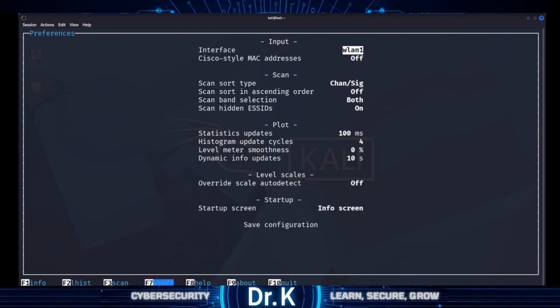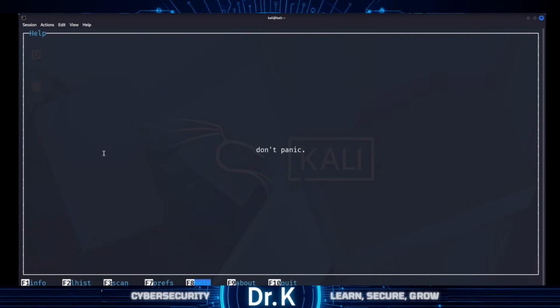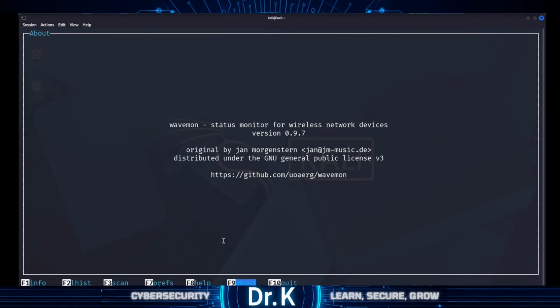Not a lot to do here, but it is important to understand where it's coming from. Now, if I wanted to, I could go to F8 and you can see that the help menu says don't panic. Not a lot seen over here. Honestly, the best place to get help for this program is just to look it up online. It's usually the best. And then if I hit F9, I can see about. It'll give me all that great stuff. It can tell me what version I'm running. And of course, F10 is then quit.